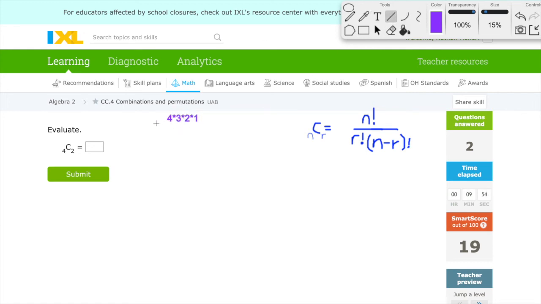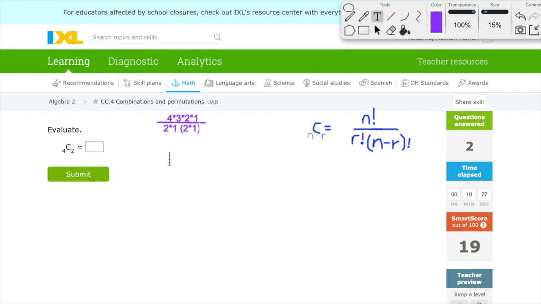If you have a TI calculator or something like that, a graphing calculator, it should have a factorial button on there. You might have to go to the math option or something like that. If not, you can just plug this in. R is going to be 2 factorial, or that's just 2 times 1, and then times 4 minus 2, which is 2, so we're going to have 2 factorial again.